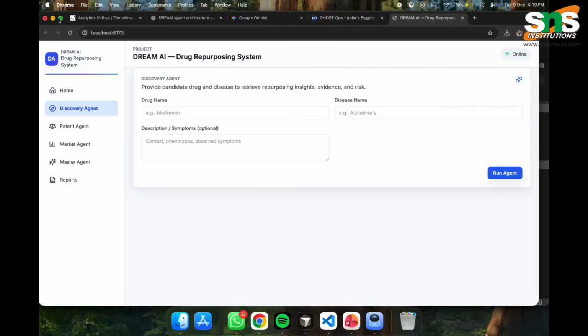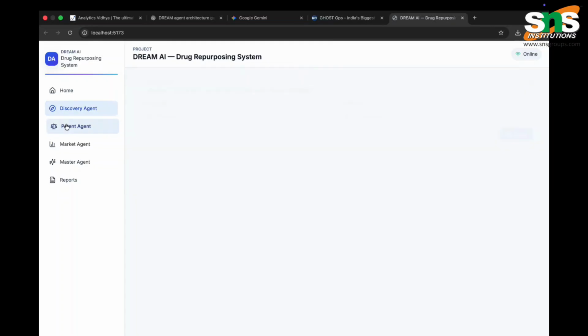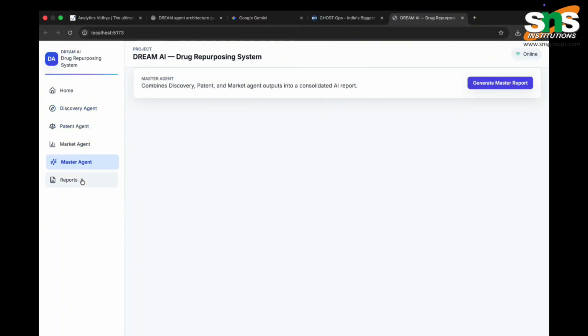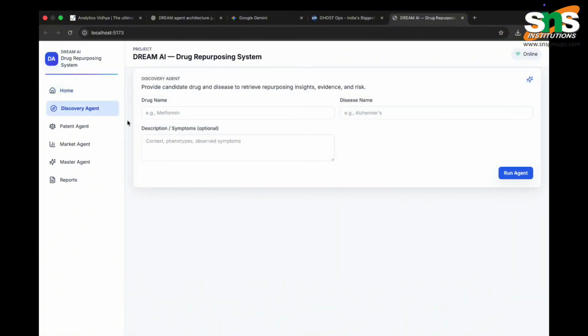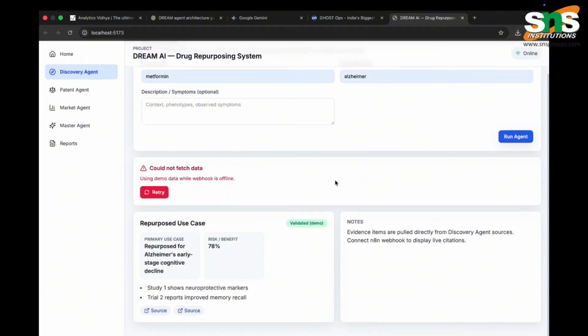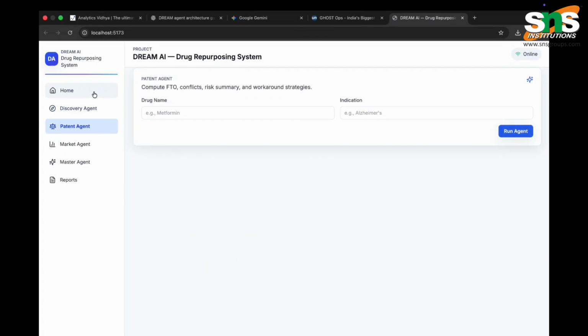Hello everyone, so this is the software we developed for this problem statement. The name is Dream AI, which means drug repurposing agentic model. Here the stages are different and we created 3 agents to work together to find the solution. The home page consists of some data, and in the discovery model you have to enter the medicine name and the disease name to find data about the medicines and the sources, and here the data is given with the right source it was taken from.